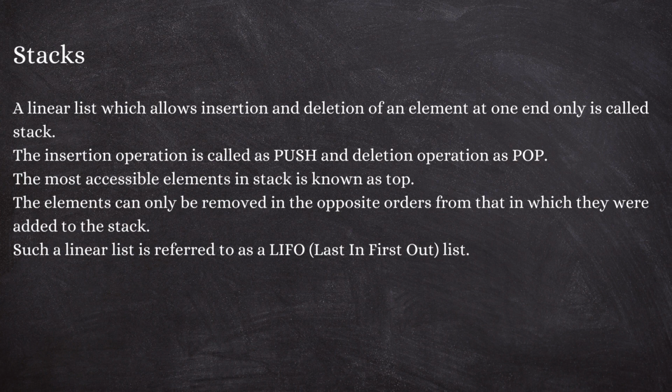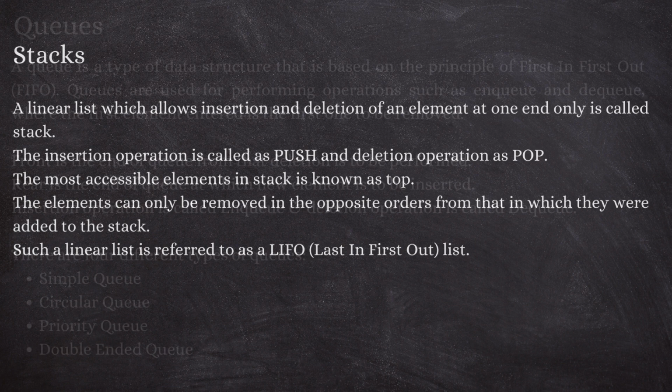Stacks. A linear list which allows insertion and deletion of an element at one end only is called stack. The insertion operation is called push and deletion operation pop. The most accessible element in stack is known as top. The elements can only be removed in the opposite order from that in which they were added to the stack. Such a linear list is referred to as a LIFO, last in first out, list.